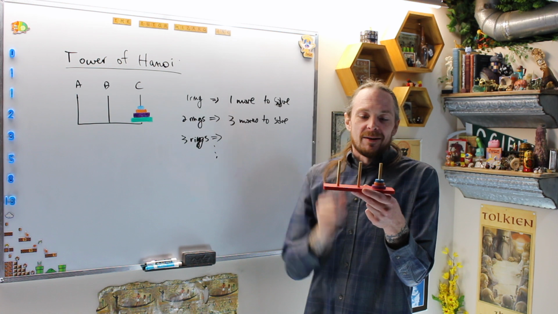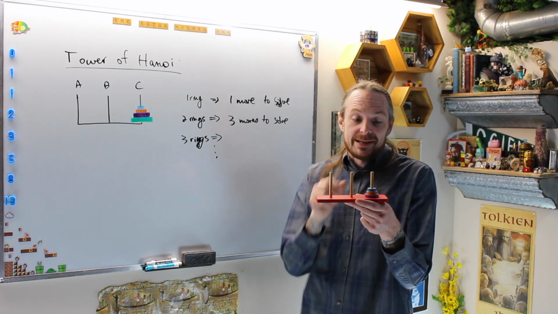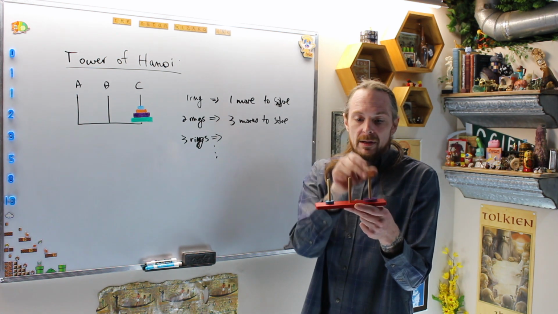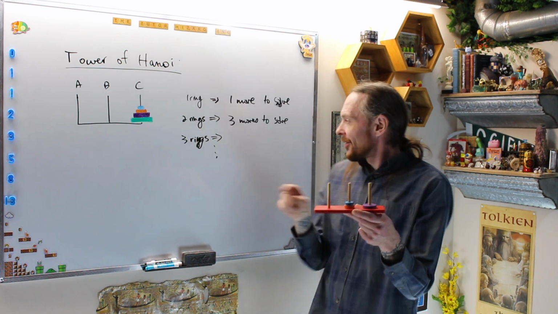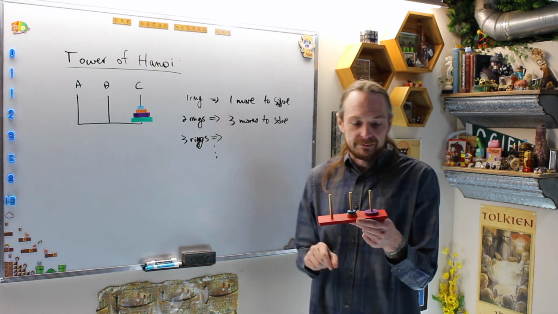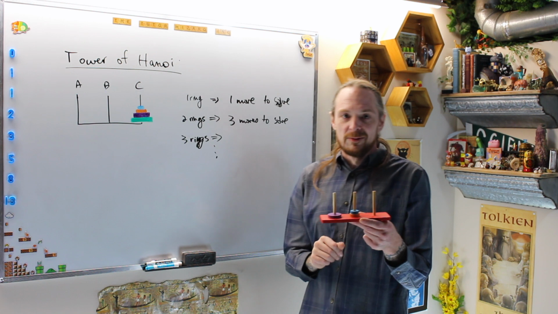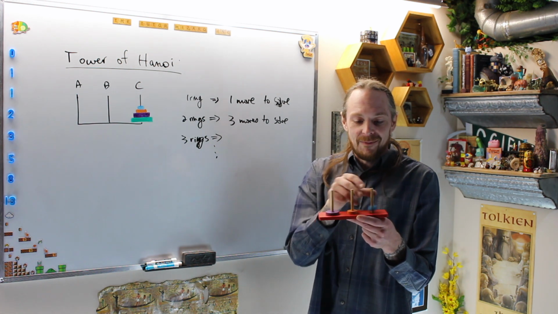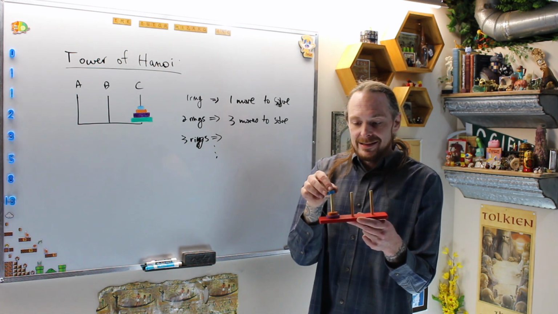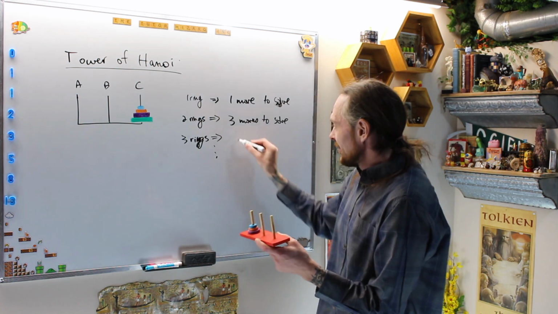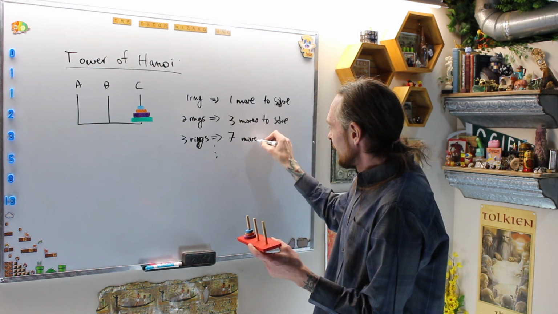Easy. So now let's do it again. Now let's count how many moves it takes me. 1, 2, 3 moves. 1 move. 4, 5, 6, 7 moves. 7 moves for 3 rings.